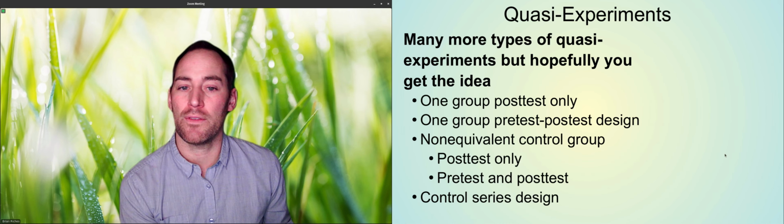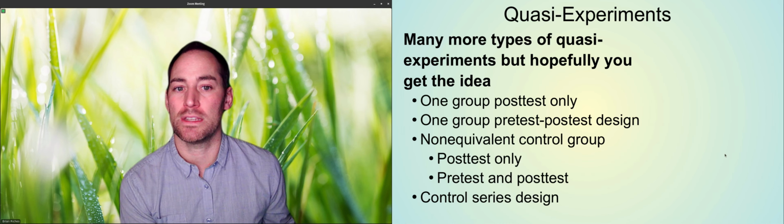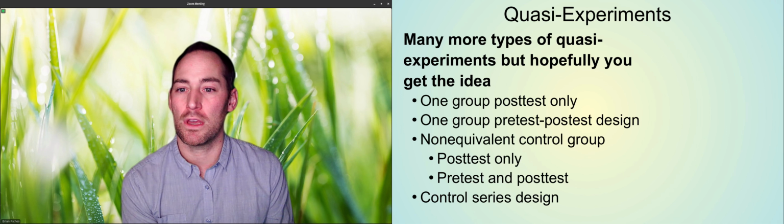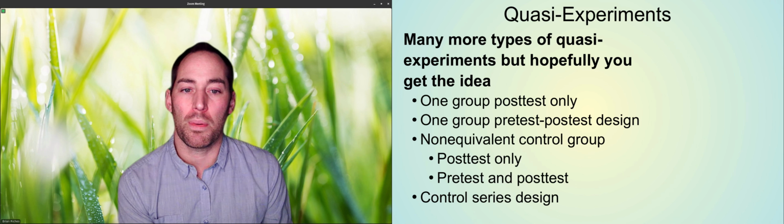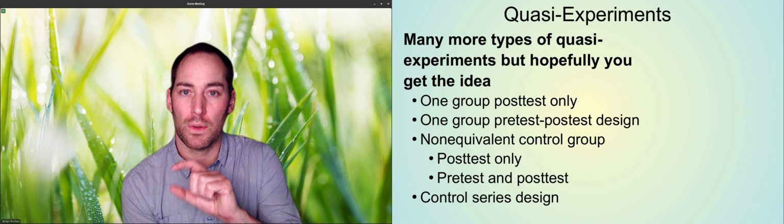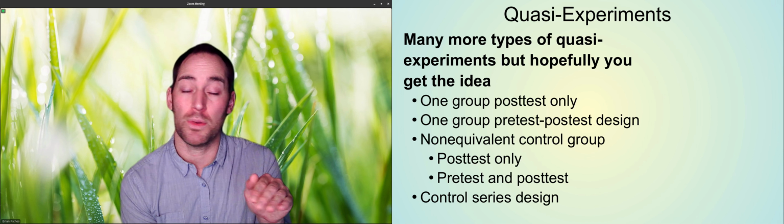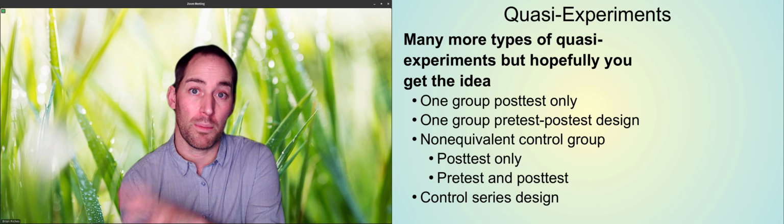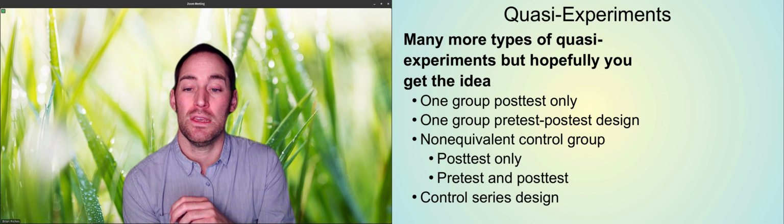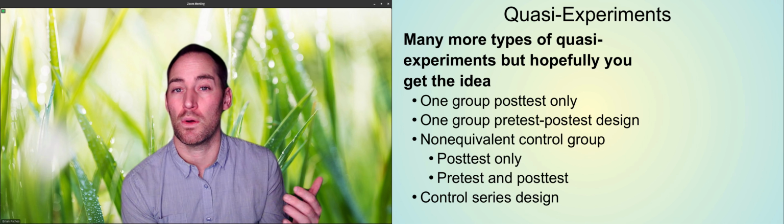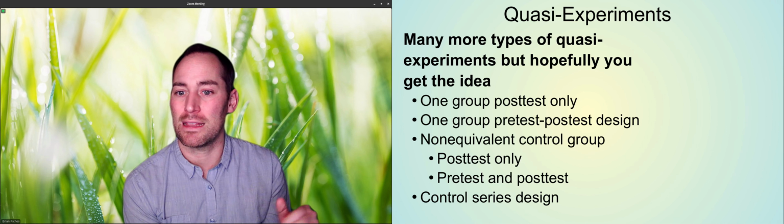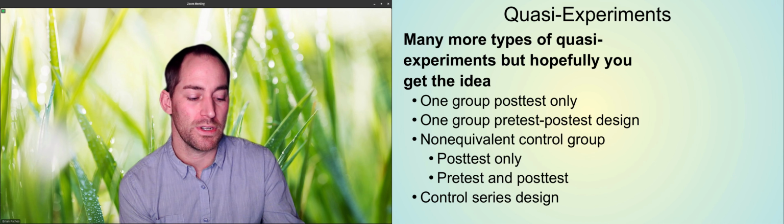So there's a lot of other types of quasi-experiments, but hopefully that gives you a really good idea. One group post-test only, so there's only a single group and they just get a post-test. That's a good example. One group pre-test, post-test, so there's one group, you don't have a control group. You compare their before score to their after score. You have a non-equivalent control group, so a group that's similar but not exactly equivalent. And then a control series design.